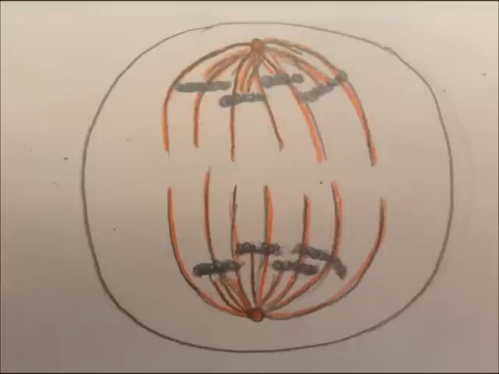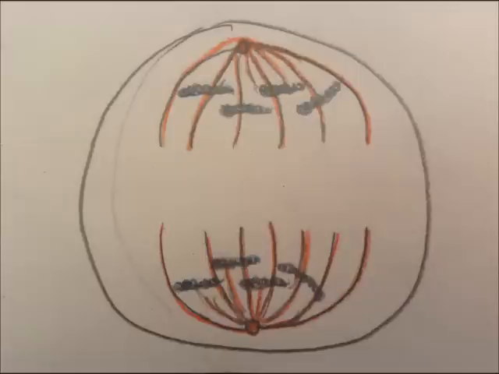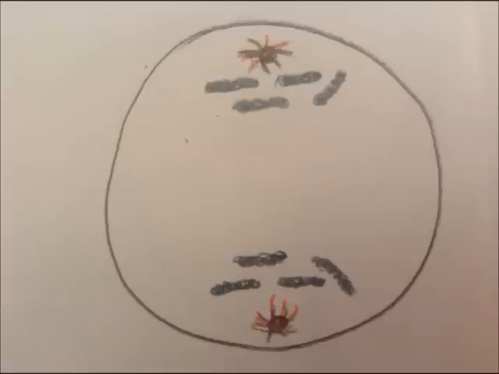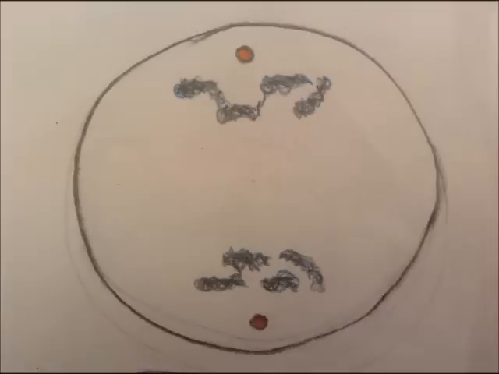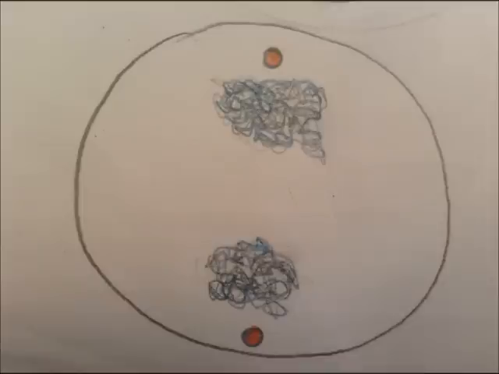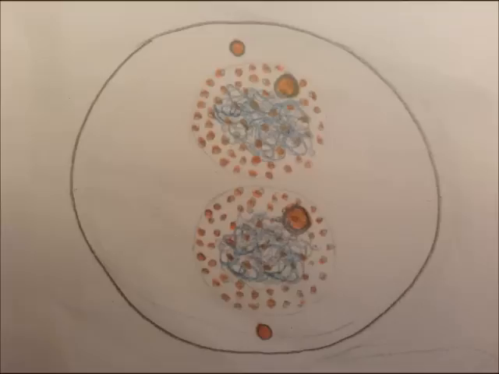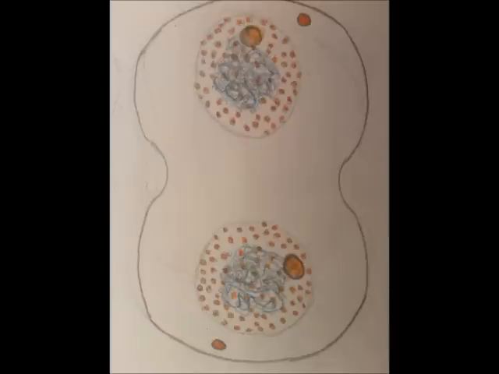The last stage of mitosis is telophase. At this point, the spindle fibers are broken up. The chromosomes are surrounded by a new nuclear membrane at the end of each cell, and the chromosomes uncoil and return to an uncondensed state. After telophase, mitosis is completed, and the next and final process is cytokinesis.